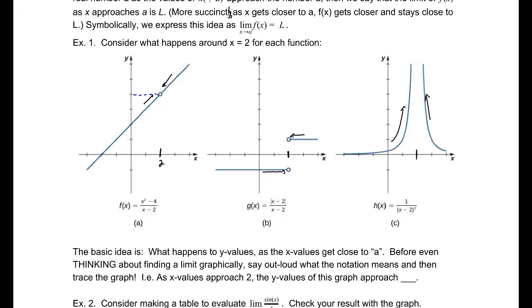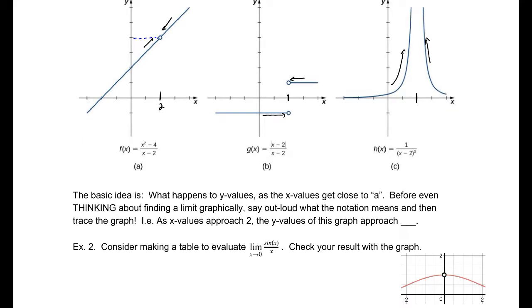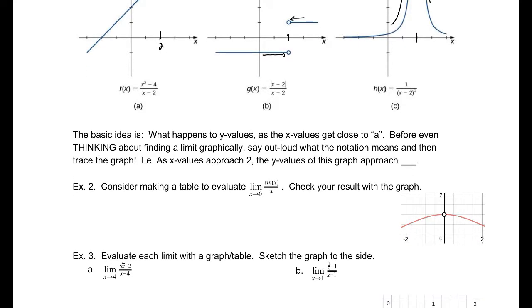So the basic idea here is what happens to the y values as the x values get close to a. Before even thinking about finding a limit graphically, say out loud what the notation means. Read it as x approaches 2, the y values approach what? That's the question we want to ask. So let's begin looking at some of these with tables. We'll look at some graphs and tables. Consider making a table to evaluate the limit as x approaches 0 of sine x over x, and check the result with a graph.